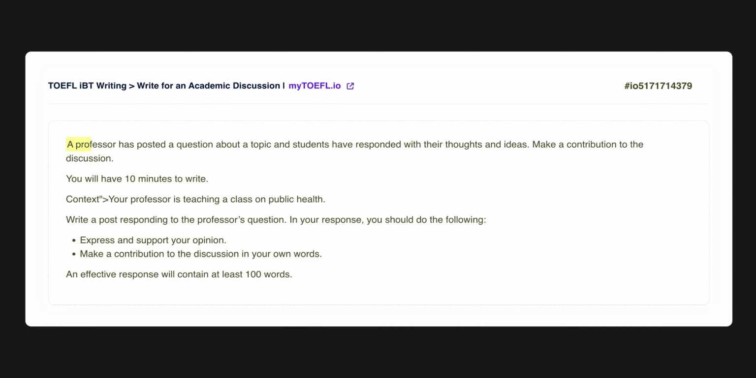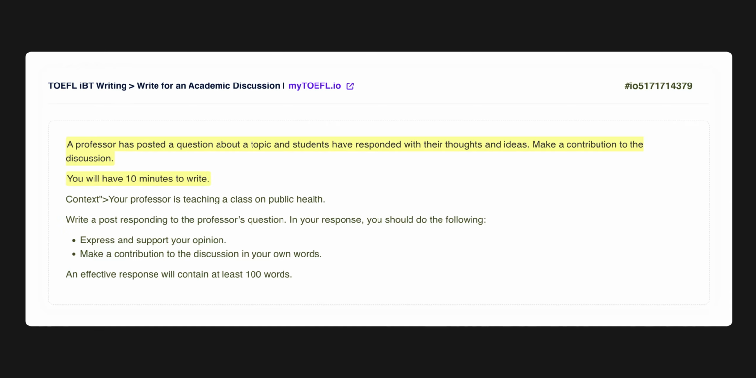A professor has posted a question about a topic, and students have responded with their thoughts and ideas. Make a contribution to the discussion. This instruction is the heart of the task. It tells us that we are entering an ongoing academic conversation. Our job is to read what the professor and other students have said, and then add our own unique perspective. Think of it as joining a seminar where you need to show you can understand others while presenting your own clear argument. You will have 10 minutes to write.